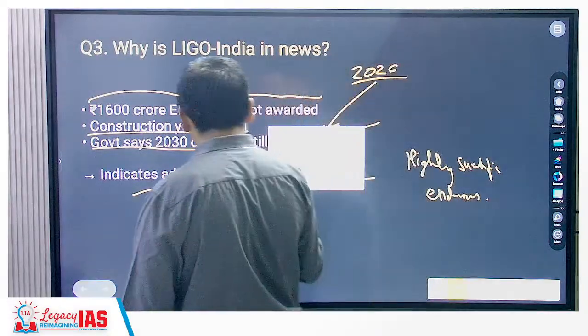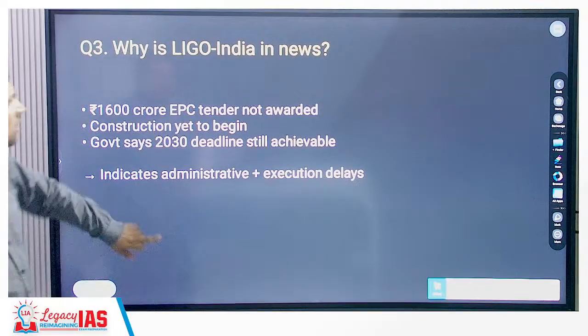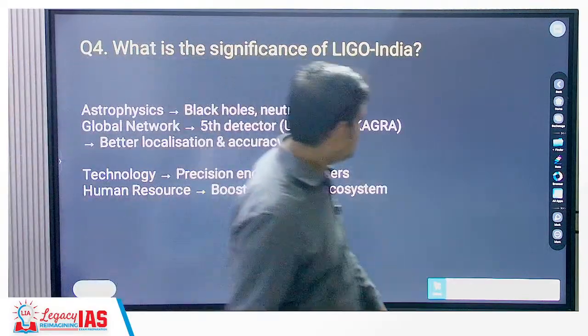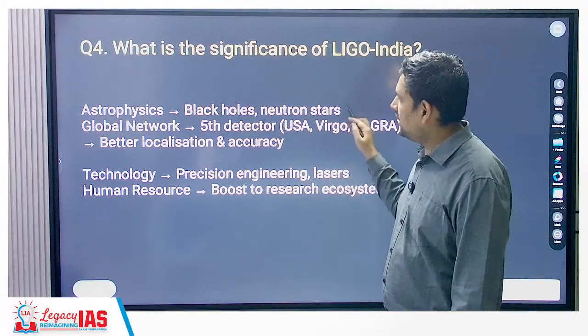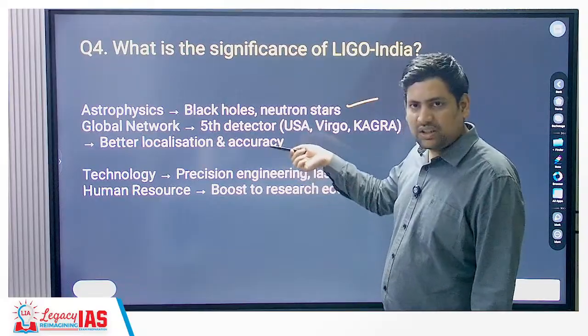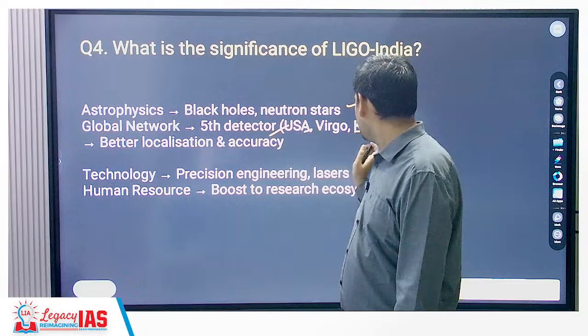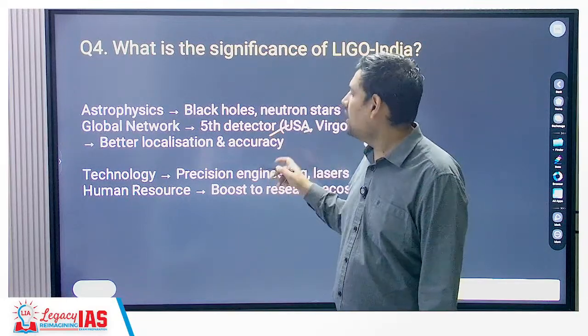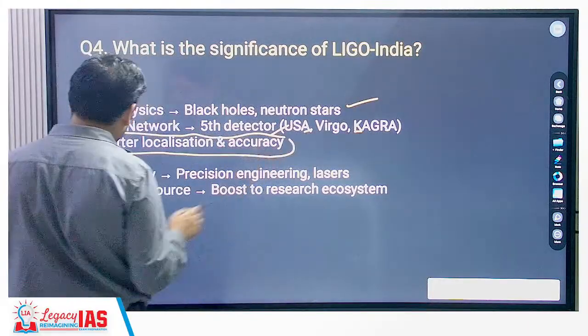Okay, so even in highly scientific endeavors we are facing this issue because of administrative and execution delays. Then what is the significance? Of course, this is important for astrophysics, understanding of black holes and neutron stars. This is a global network. Ours will be the 5th detector after USA, Virgo, KAGRA. Ultimately this will lead to better localization and accuracy for India.